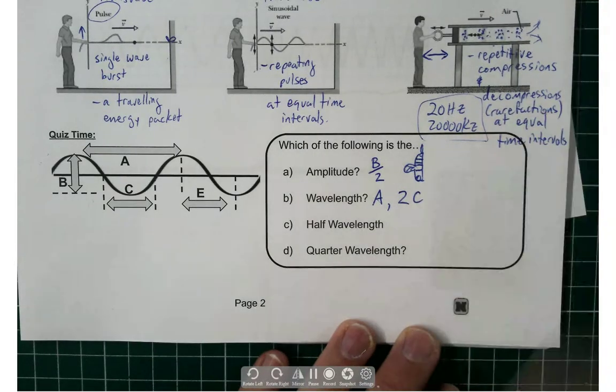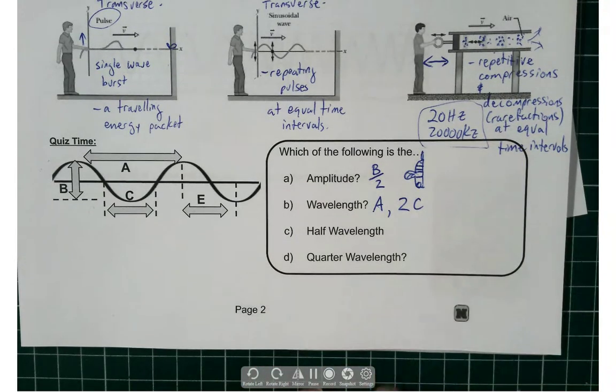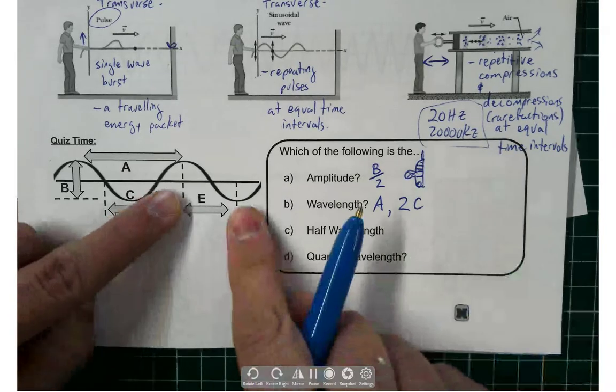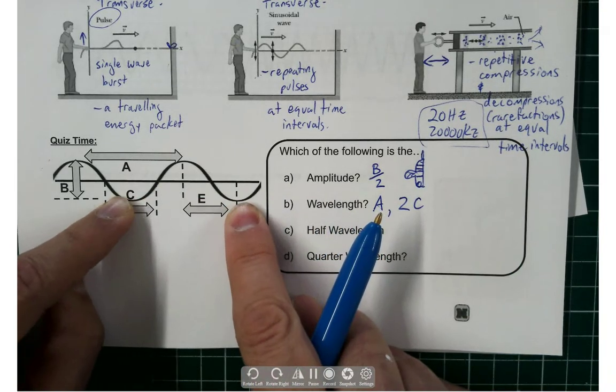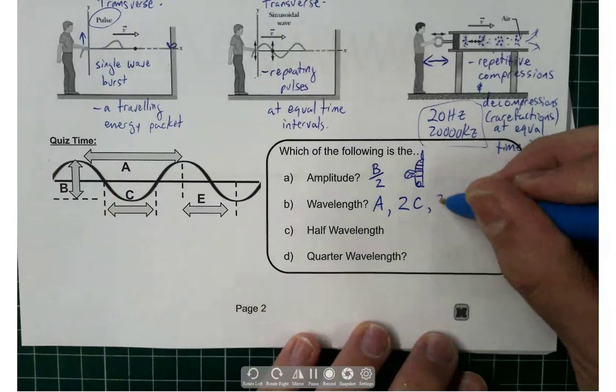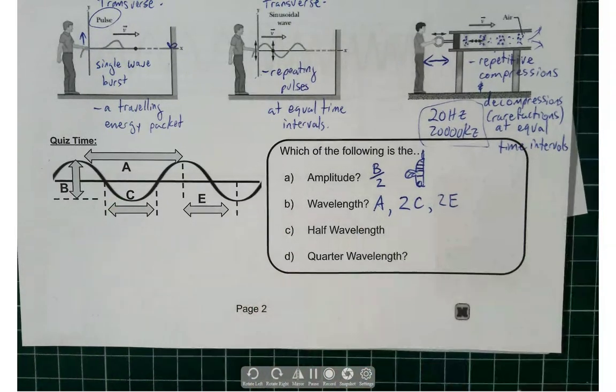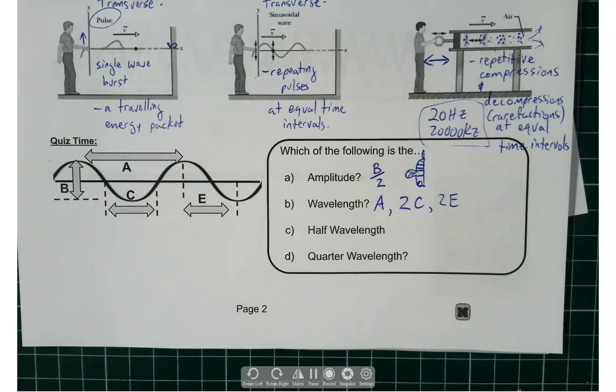What's another one? 2E. Yeah, look at that. You see how E is from a peak to a trough? So 2 of that would be a whole wavelength. Yeah, 2E as well. So some people are working ahead now. They're like, oh, I see how this works.